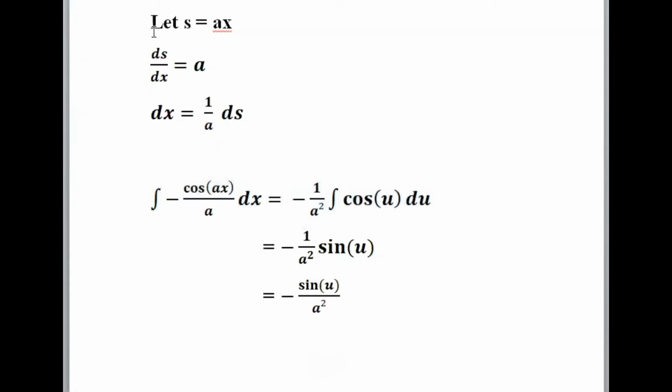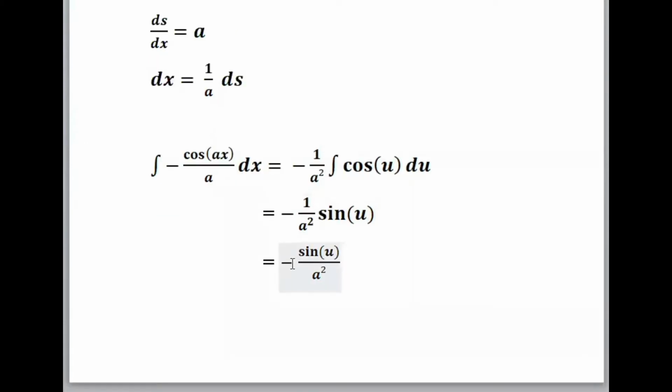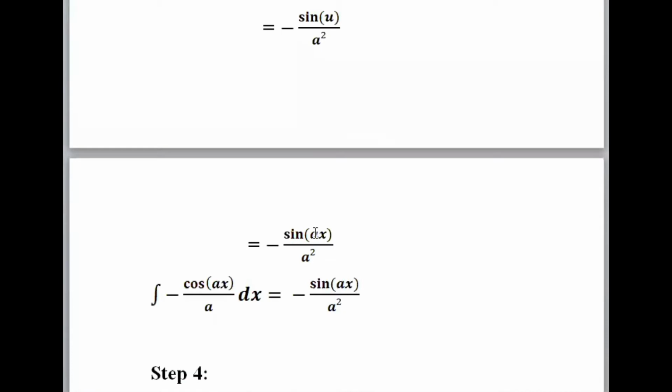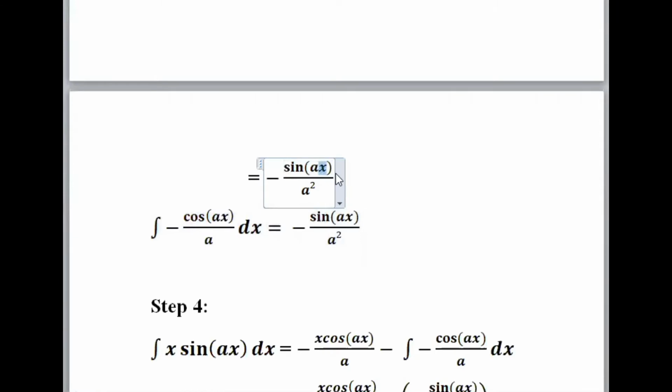After we get the information for this, we can solve this question, which is integrate negative cos ax over a dx equal to negative 1 over a power of 2 integrate cos of u du. After integrate cos u du, we got sine u. After that, we got negative sine u over a square, and substitute the value of u, which is ax, and we got negative sine ax over a square.